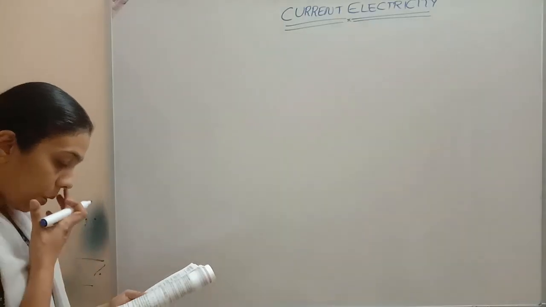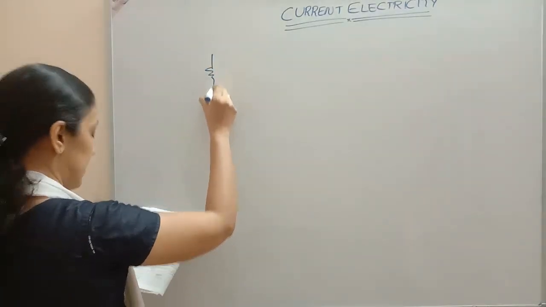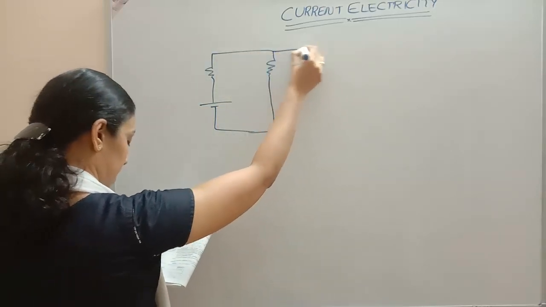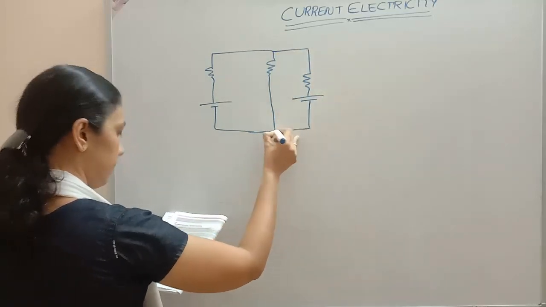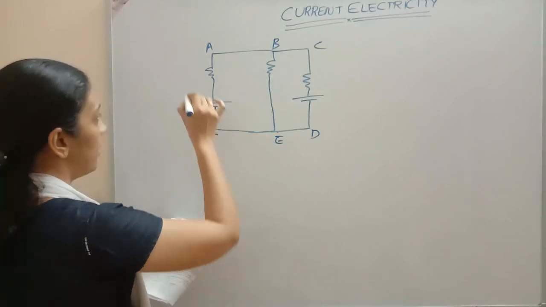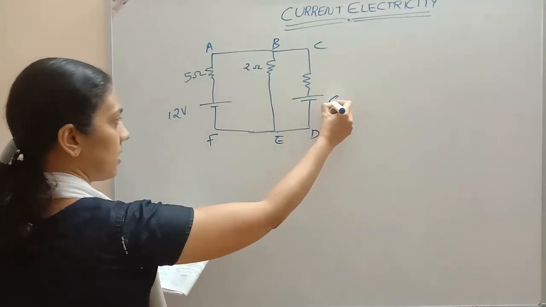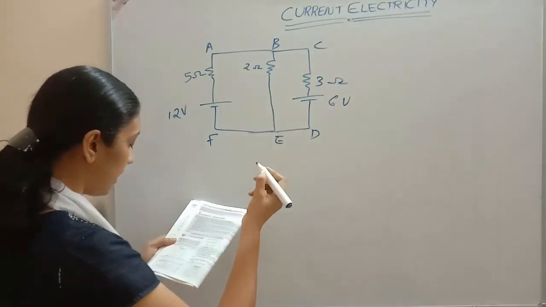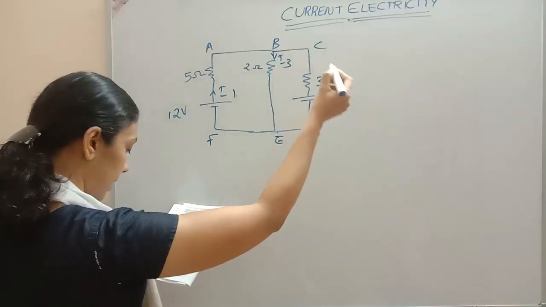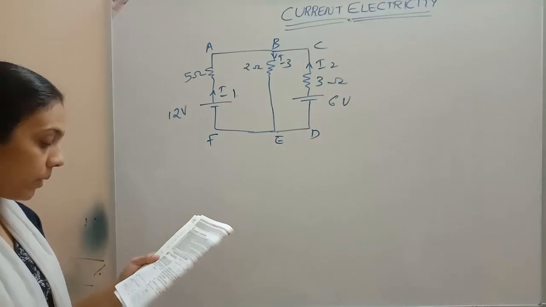Using Kirchhoff's laws in the electrical network, calculate the value of I1, I2 and I3. The diagram is given like this: here it is positive, negative, and here again one more resistance, and here another resistance and one cell. Here it is given as A, B, C, D, E and F. This is 5 ohm, this is 12 volt, this is 2 ohm, this is 6 volt and this is 3 ohm. Okay, clear? Here this is I1 and here it is I3, and here it is moving outside, it is I2. So calculate the value of I1, I2 and I3.